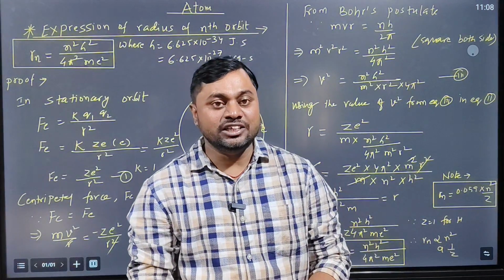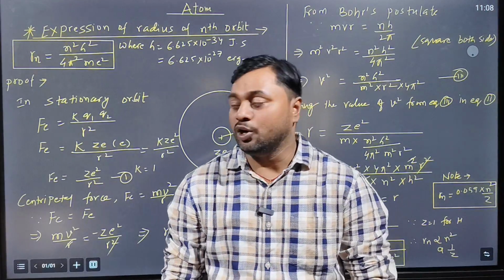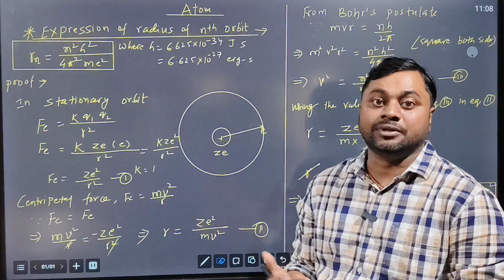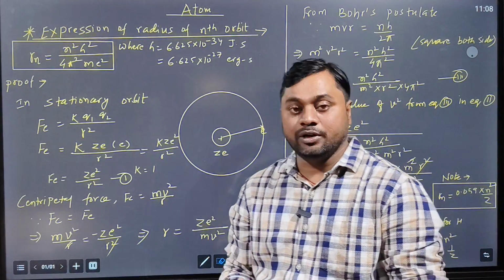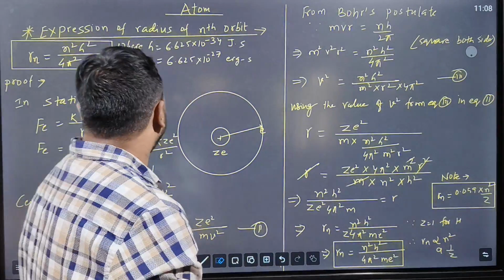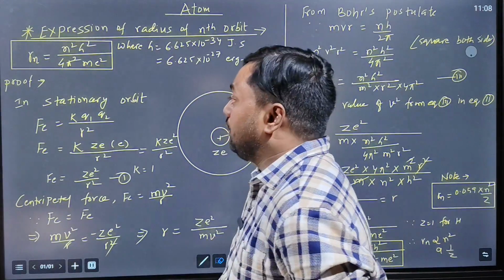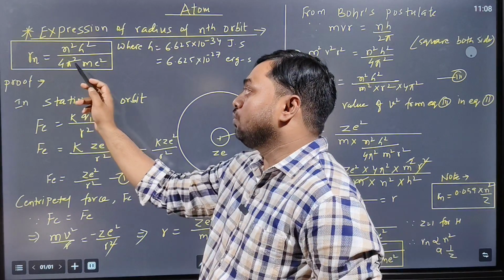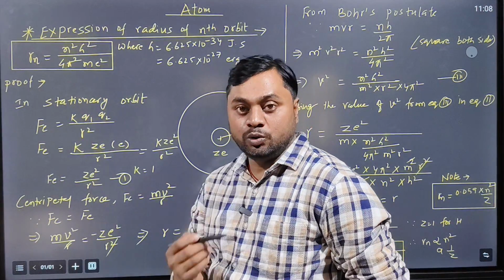Hello everyone. In this video, we are going to learn the expression of radius of nth orbit of Bohr's atom, which is very important for second PUC and CBSE 12th. Okay, so let's start. What is the expression of radius of nth orbit? Radius of nth orbit is n square h square by 4 pi square m e to the power 2.